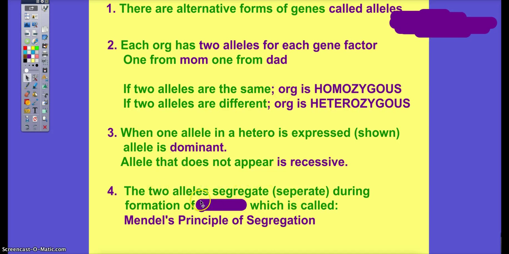The two alleles separate during the formation of what? When do your alleles separate? Gametes. Good job. What do we call sex cells? Gametes. Awesome.